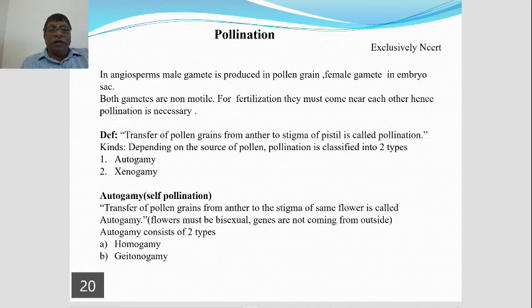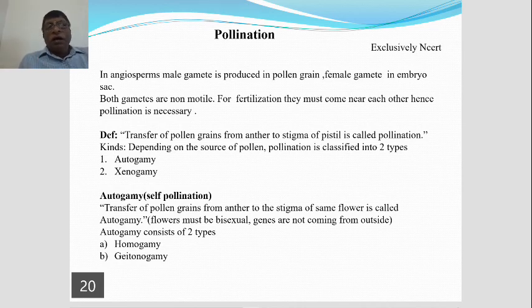How does it occur? It takes place by pollination. Hence, pollination is necessary. Pollination is followed by fertilization. Fertilization is followed by seed formation. Seed formation is followed by fruit formation. This is how it takes place in angiosperms.